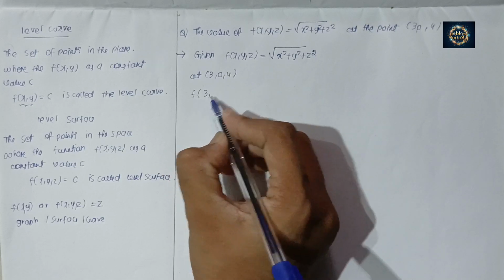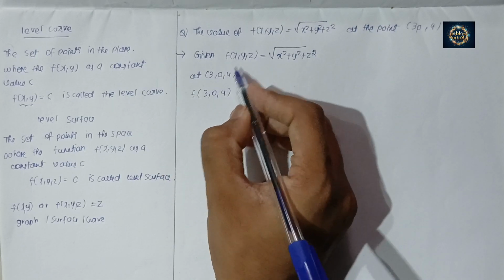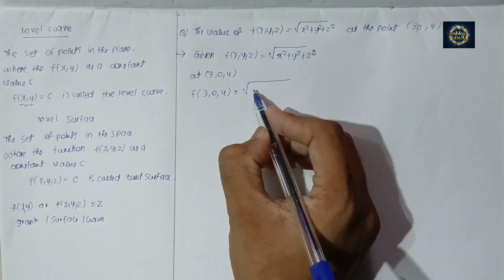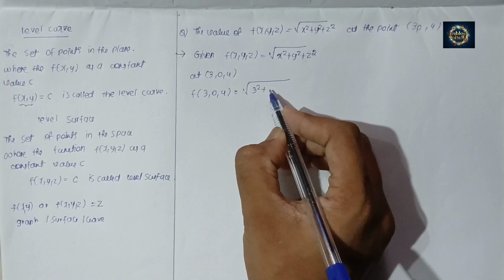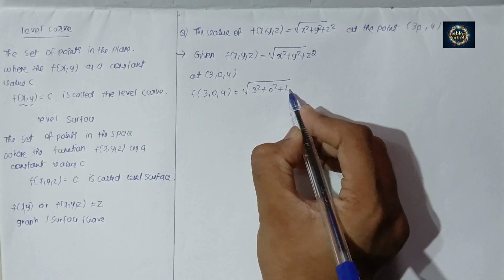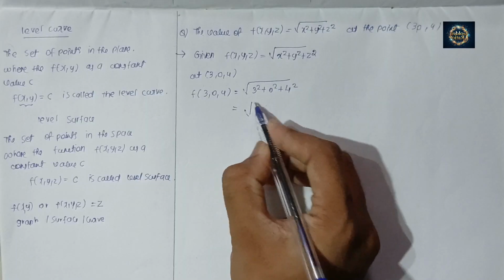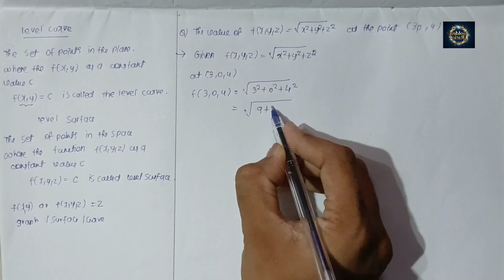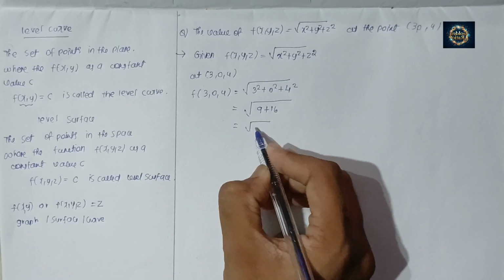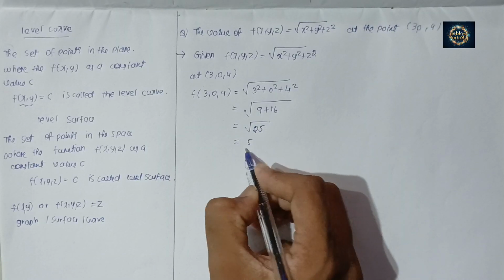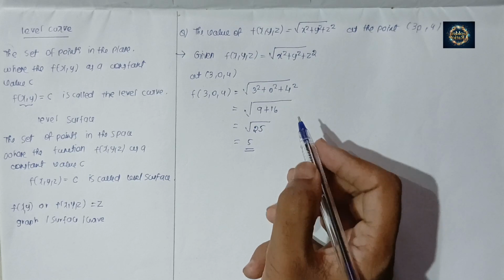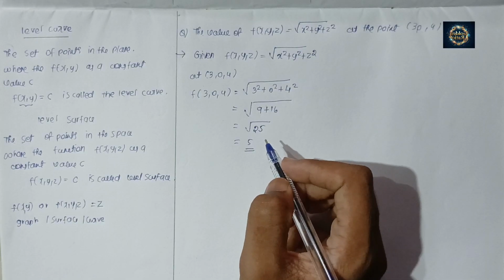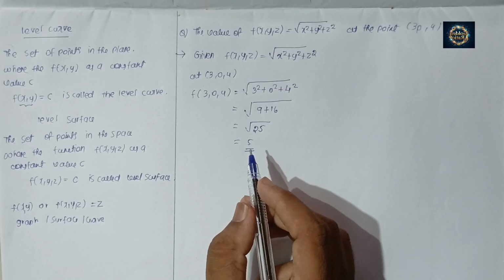So f of 3, 0, 4, here x is 3, y is 0, so what will be the value of that function? x square, that is 3 square, plus y square, 0 square, plus 4 square. So 3 square is 9 and 0 square is 0, so I am not going to write it. 4 square is 16, so it is nothing but the square root of 25, which is 5. So the value of this function at the point 3, 0, 4 is 5. The answer for this question is only this much.